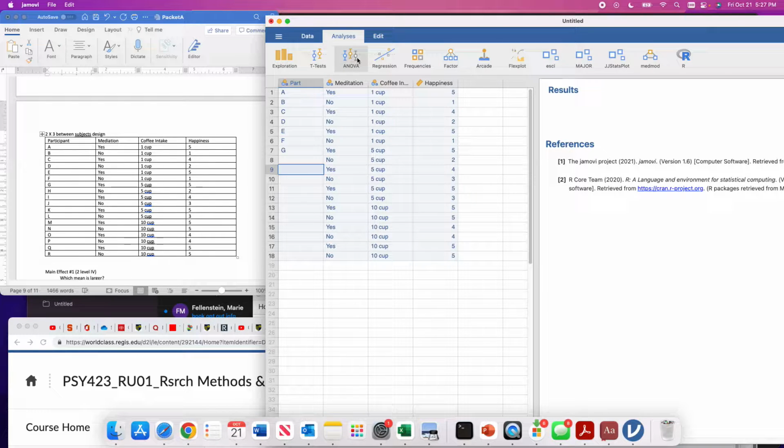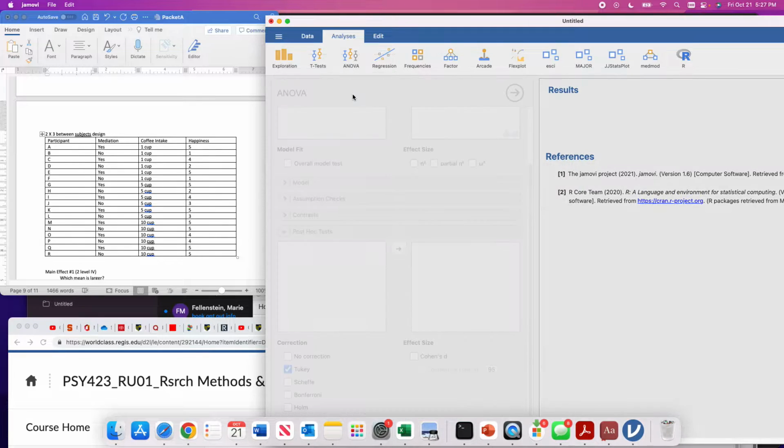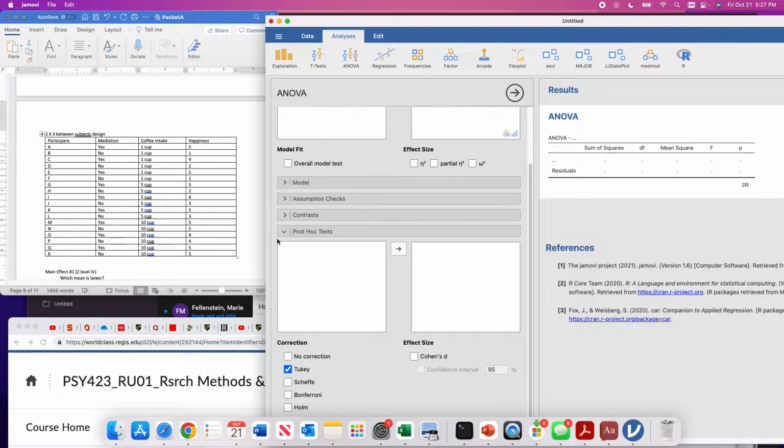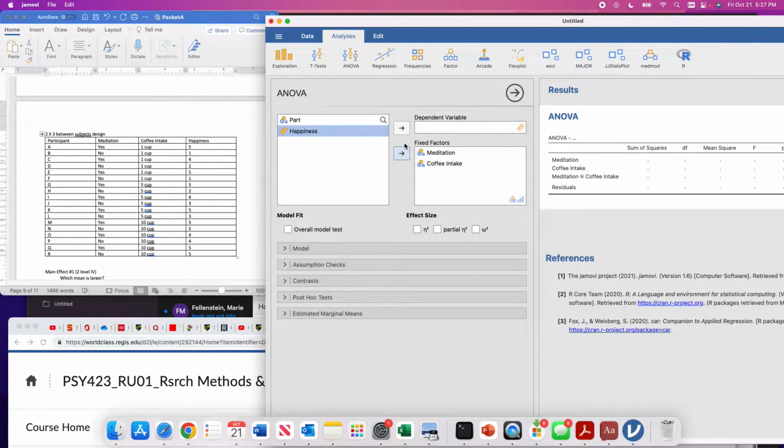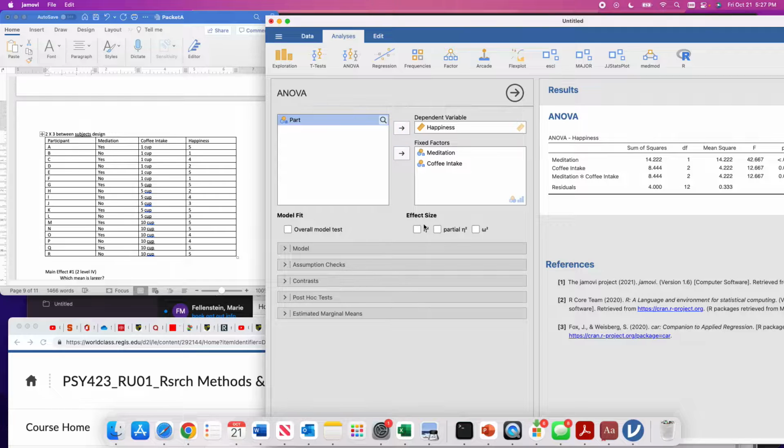So analysis, ANOVA. We are going to do the ANOVA command. I'm going to hide some things here. My fixed factors are meditation and coffee intake. My DV is happiness. I'm going to use partial eta squared. It's the better one to use. If you look at between subjects one-way ANOVA, partial eta squared and eta squared are the same, but you don't have to worry about that. It still means the same thing.